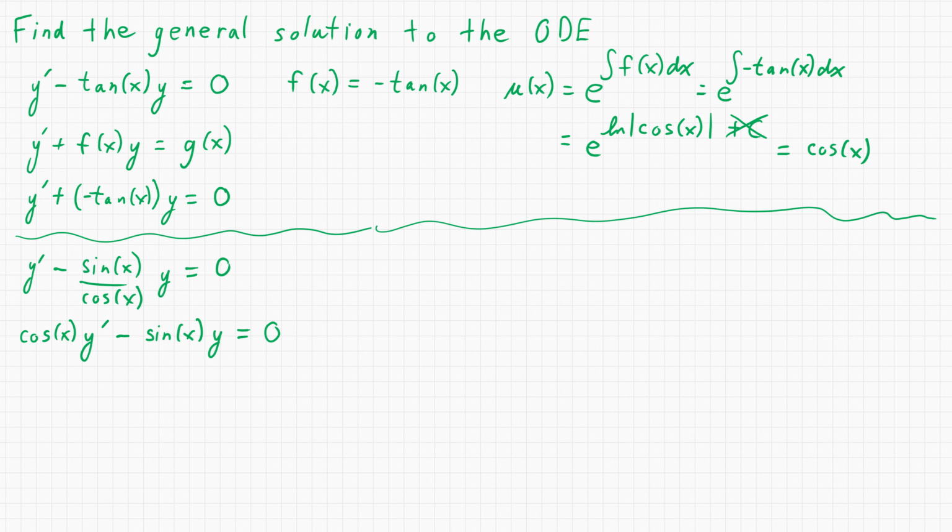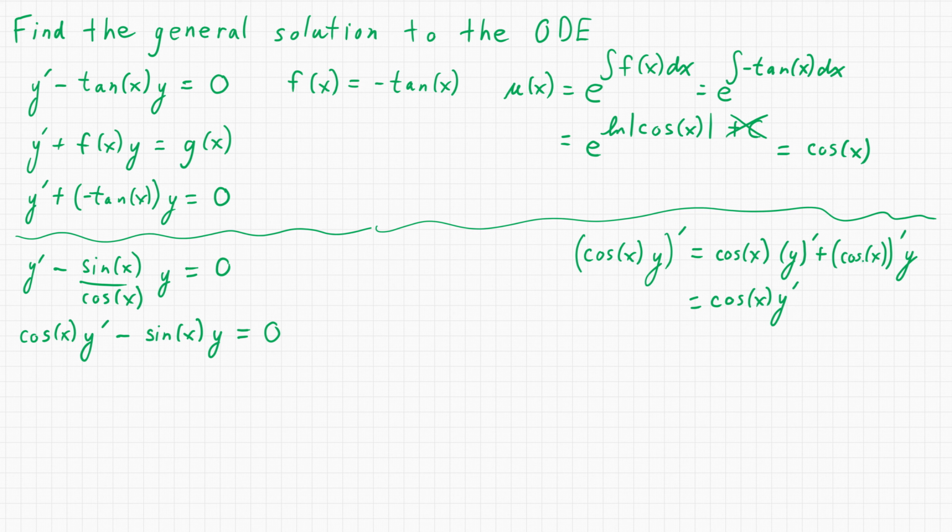Just double checking that, which you don't have to do every time, you can just trust it. We have cosine of x times y, the whole thing prime. That's going to be the non-derivative of the first one, cosine x, times the derivative of the second term, y prime, plus the derivative of the first term, cosine x prime, times y. So cosine x times y prime plus, the derivative of cosine is negative sine, so it's minus sine x times y, which is exactly what we have over here. So again, we can do the product rule in reverse. This piece is equal to this one derivative. So it's cosine of x times y, prime, equals 0.